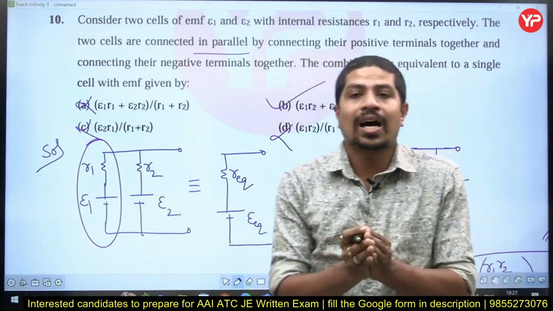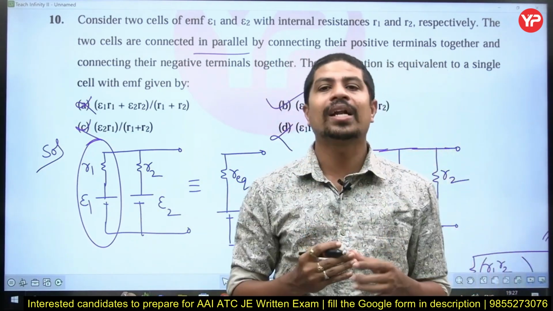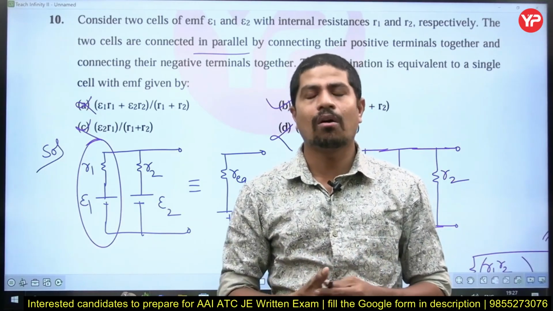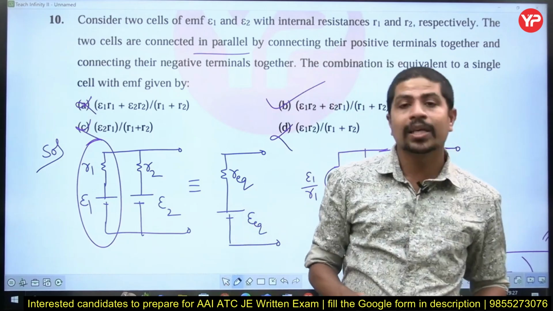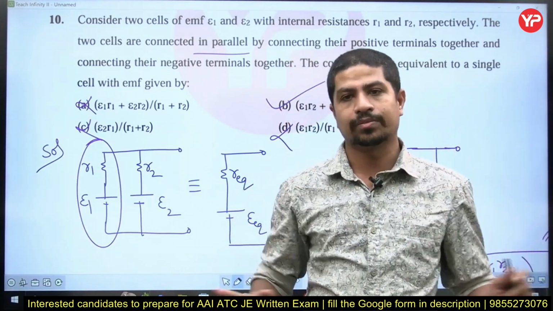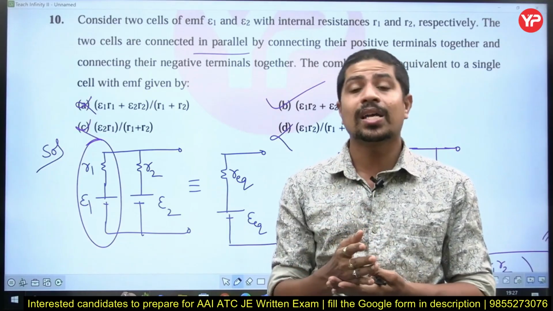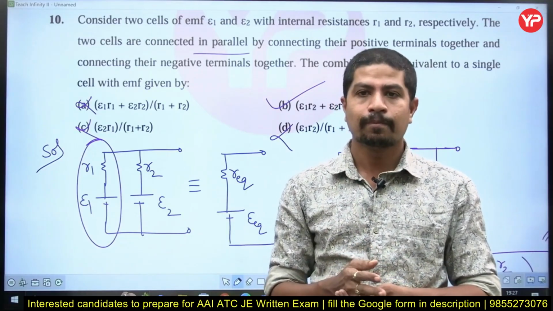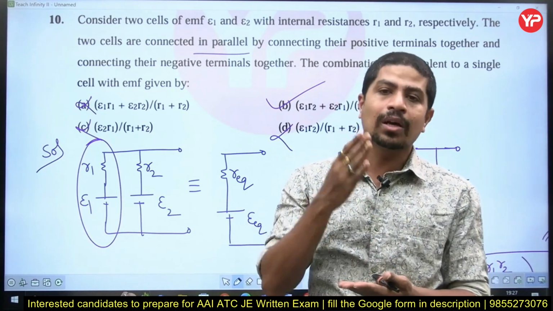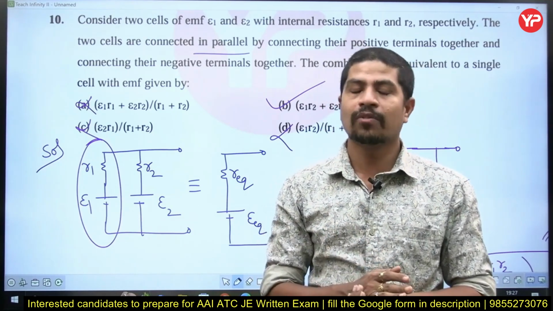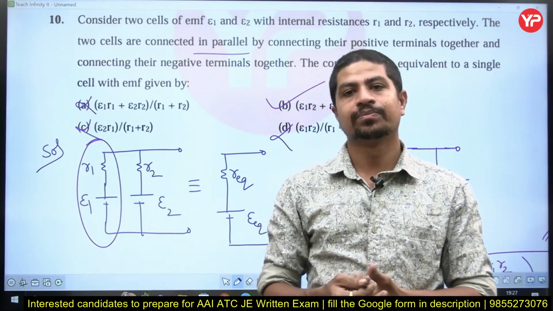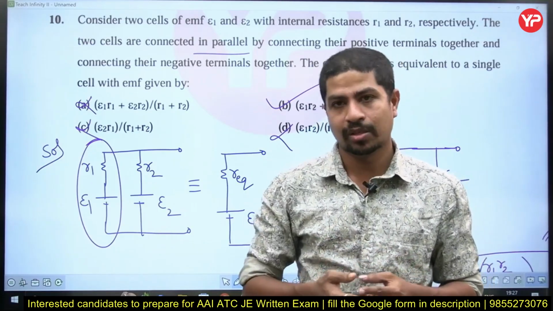So this is a simple topic, current electricity. These are the questions they asked previously. I give you the guarantee that from the physics part, all questions without fail you can answer, because questions are not too tough. I won't say easy, but they are not too tough. If you learn the concepts in the right direction, then for sure you'll be able to answer every question without fail in physics for the AAI ATC examination, right?